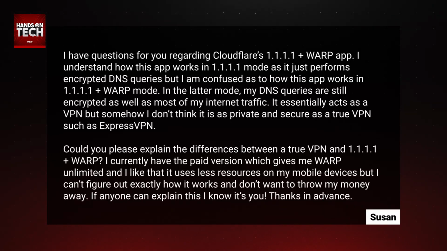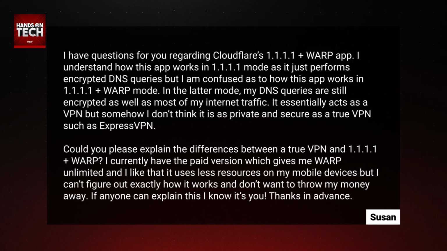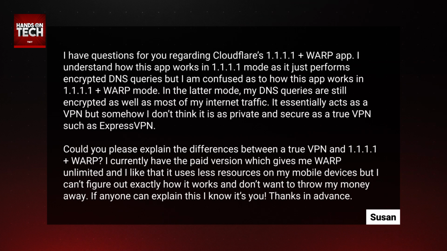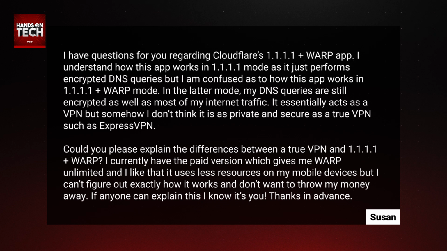That question comes in from Susan, and Susan writes in and asks, I have questions for you regarding Cloudflare's 1.1.1.1 and Warp app. I understand how this app works in 1.1.1.1 mode, as it just performs encrypted DNS queries, but I am confused as to how this app works in 1.1.1.1 and Warp mode. In the latter mode, my DNS queries are still encrypted, as well as most of my internet traffic. It essentially acts as a VPN, but somehow I don't think it is as private and secure as a true VPN, such as ExpressVPN. Could you please explain the difference between these two things?